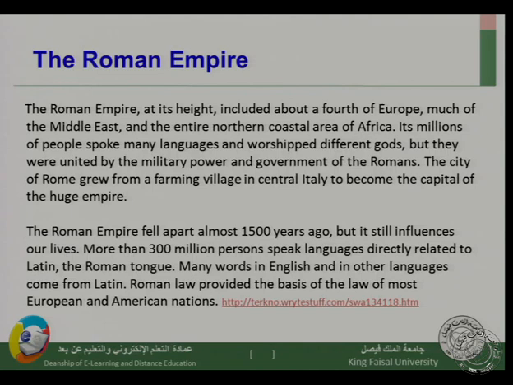We are talking about Al-Qanun, the law, the Roman law, Al-Qanun Romani. It has influenced the European and American nations. It helped them to shape their laws and their policies. So you can go to that link for more information.